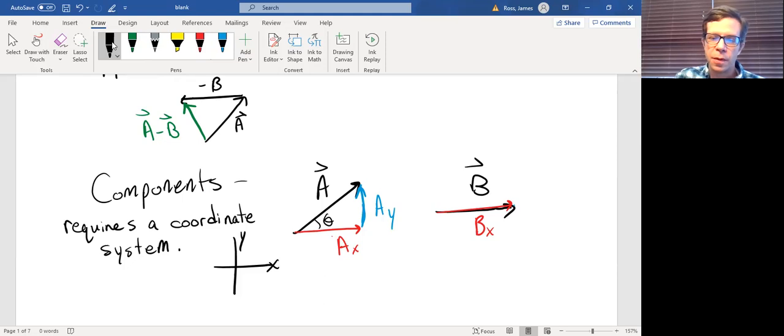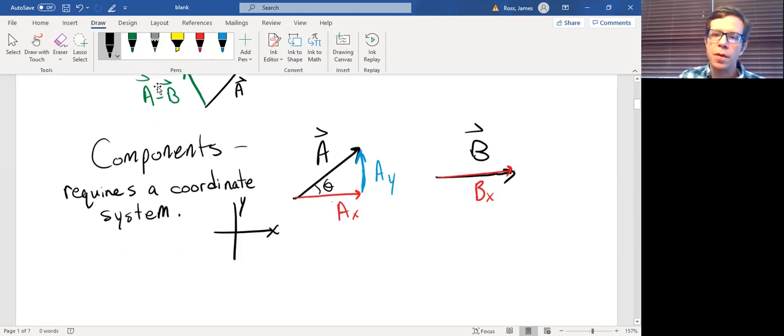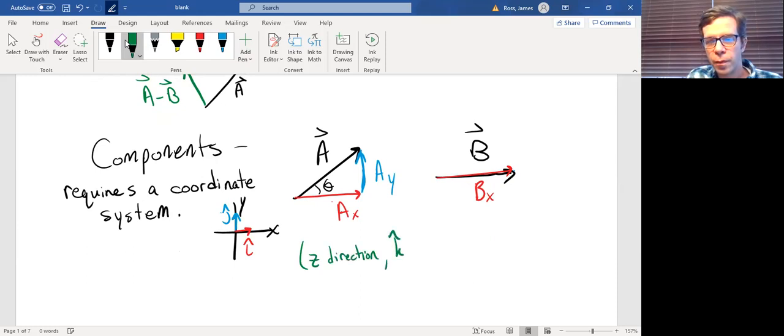So the way that we talk about the direction of these is by using standard unit vectors. Our standard unit vector in the X direction is called i. In the Y direction, our standard unit vector is called j. And in the Z direction, it's k. But I'm just going to do it in two dimensions right now. But we'll make a note of this: k in the Z direction.